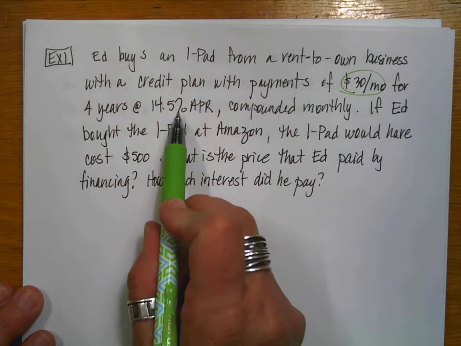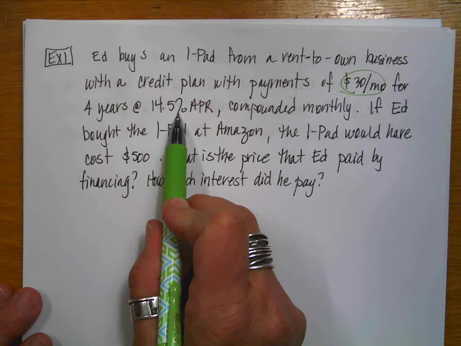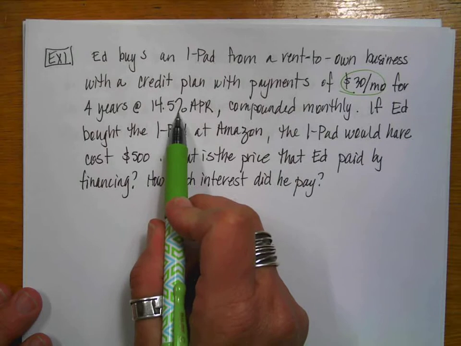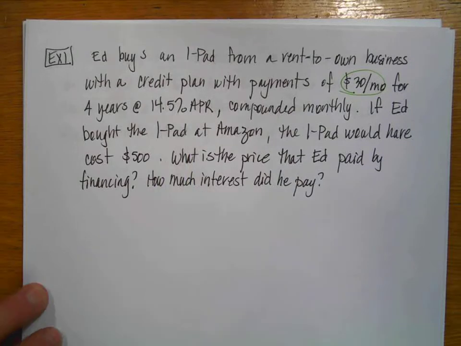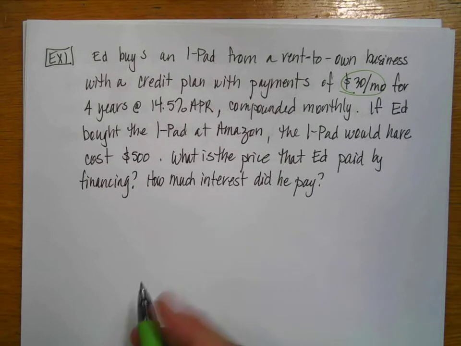Here's the interest rate. So this is approaching a very high interest rate because the goal is for them to make money. If Ed had bought the iPad at Amazon, the iPad would have cost $500. What's the price that Ed paid by financing through the rent-to-own, and then how much interest did he pay?